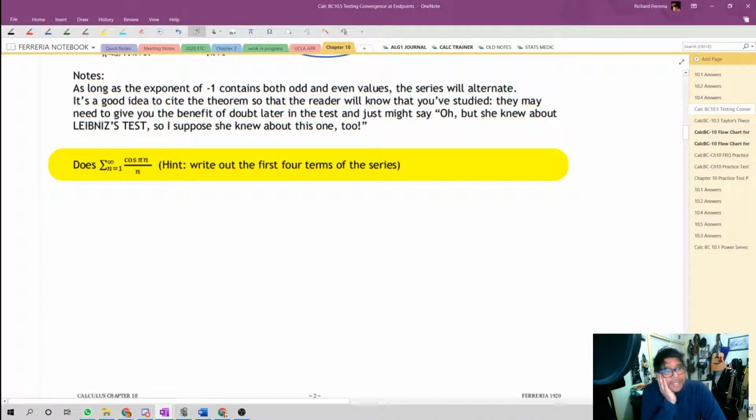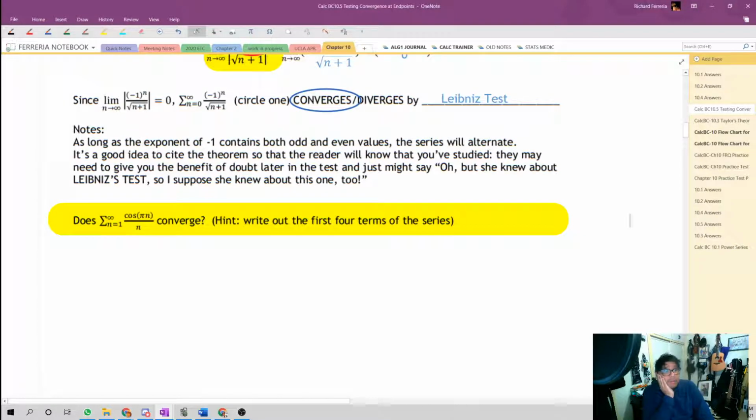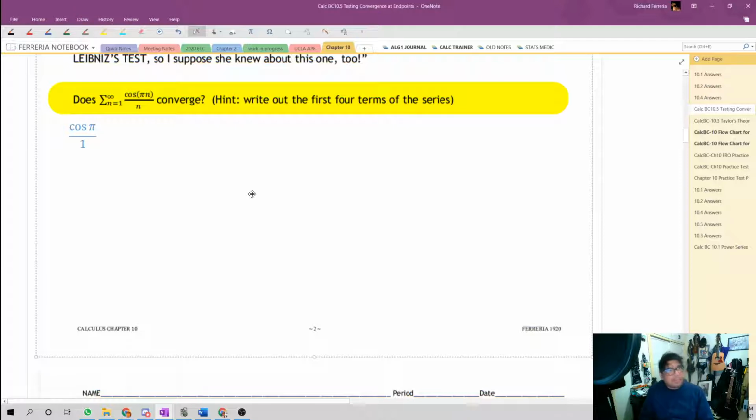So we're looking at this next series, which is the series of cosine of pi n over n. And we're supposed to decide if that converges. Okay, so does this series converge? The hint is to write out the first 4 terms of the series. Let's go ahead and do that. When n is equal to 1, we get cosine of pi over 1. When n equals 2, we get cosine of 2 pi over 2. When n is equal to 3, cosine 3 pi over 3, and then cosine 4 pi over 4.